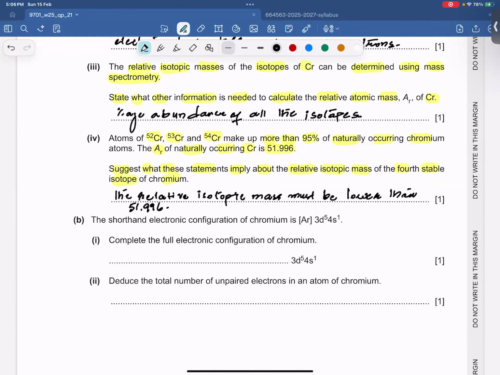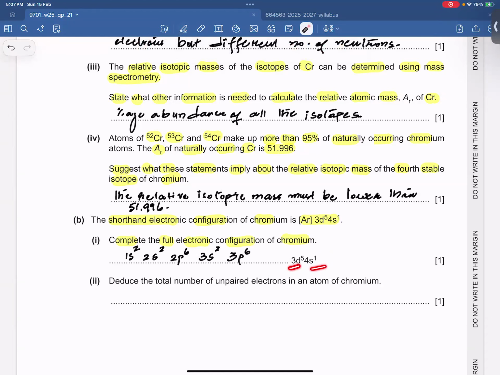The shorthand electronic configuration of chromium is this. We have done it in the class. Complete the full electronic configuration of chromium in terms of s and p notation. So it's going to be 1s2, 2s2, 2p6, 3s2, 3p6, and after 3p6 we have 3d5 and 4s1.